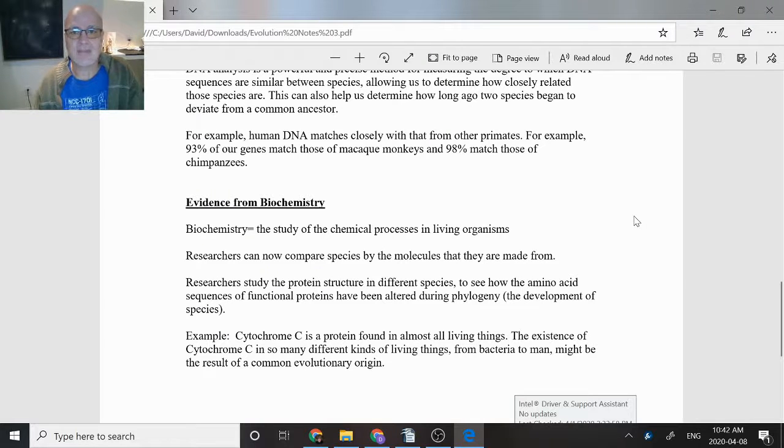So we have evidence for evolution from biochemistry, from DNA, from embryology, the development of an organism from one cell to being born, basically. And then the last thing is from anatomy: fossil record, homologous structures, and vestigial structures. So that's the big picture, everything you need to know for this course specifically, I should say, about evolution and the support or evidence for it.